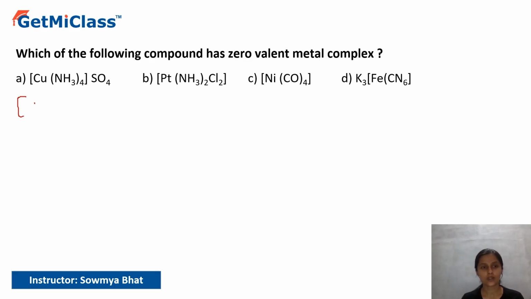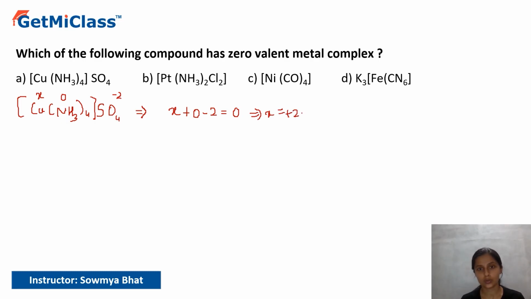The first complex which is given is tetraamine copper sulfate. The charge on copper, let it be X, because we have to find it out. Ammonia is a neutral ligand, so the charge will be 0. And sulfate is a counter ion with the charge equal to -2. So X plus 4 times 0 plus -2 is equal to the overall charge on the complex, which is 0. That is, X is equal to +2. So that means the copper in the complex has a charge of +2. So it is not 0 valent. The charge is there on the metal atom.